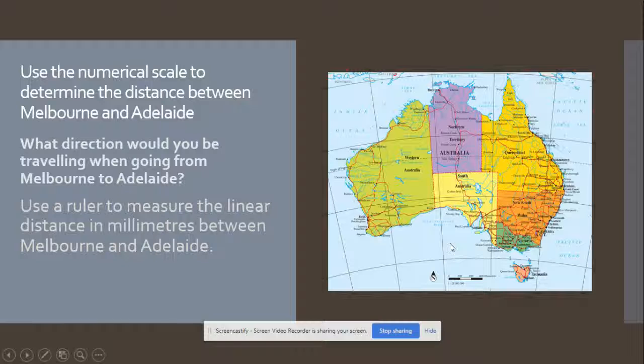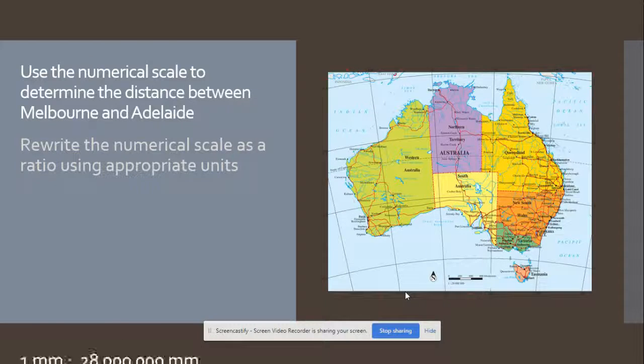Use a ruler to measure the linear distance in millimeters between Melbourne and Adelaide. So first of all, we'll be traveling in a northwesterly direction. So we're going that way. So we go from Melbourne, we go to Adelaide, and we count the millimeters. And we get 23 millimeters.